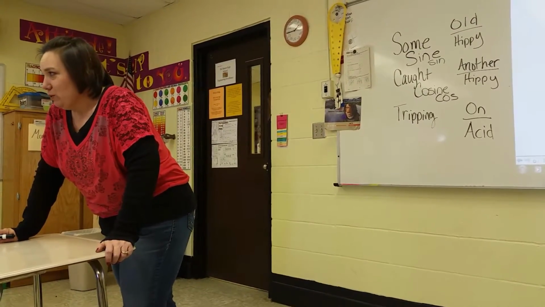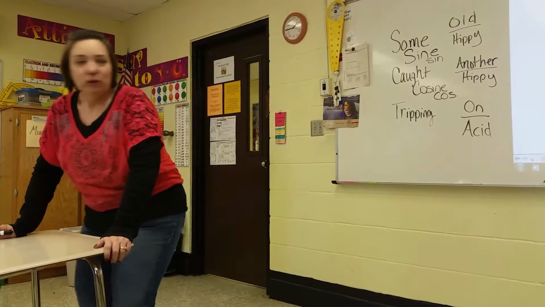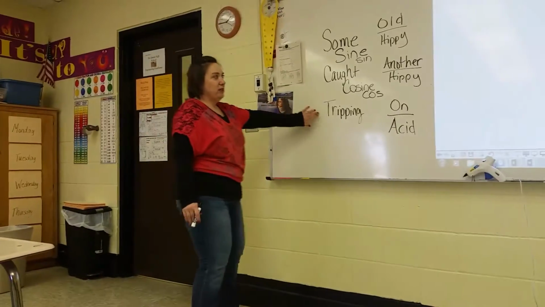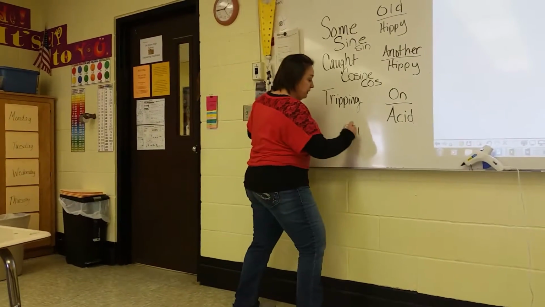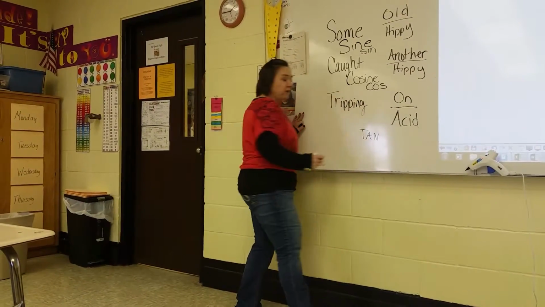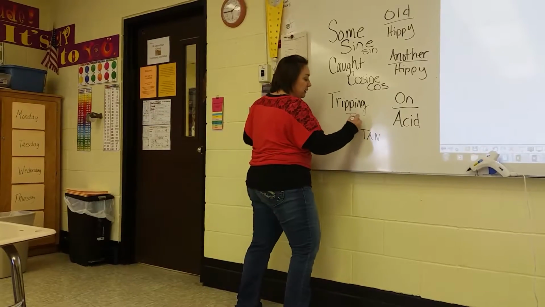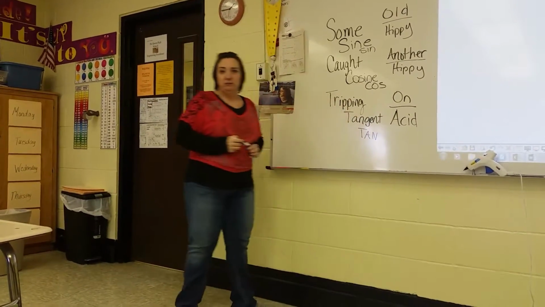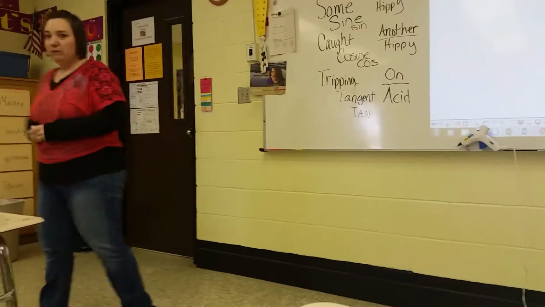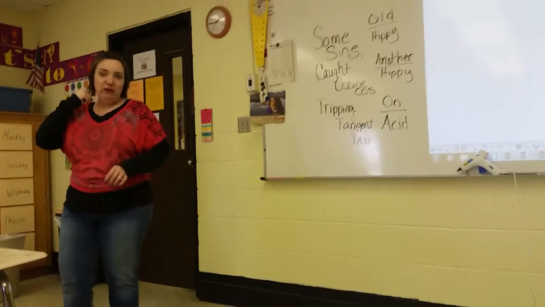One more. Does anyone want to guess what it is? What does T stand for? What is tripping? Tan. Yes, tan is the abbreviation. Have you ever heard of this? It's tangent, like a tangerine. So the tangent of an angle.